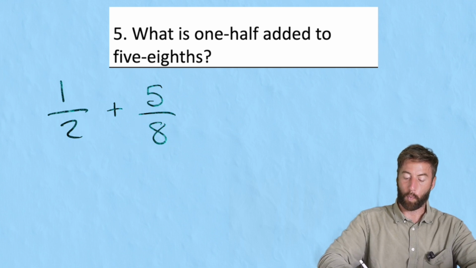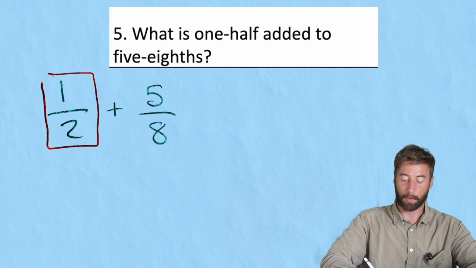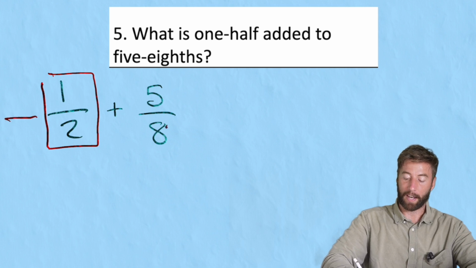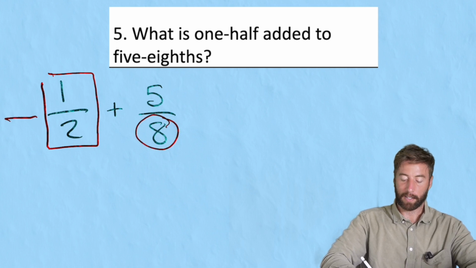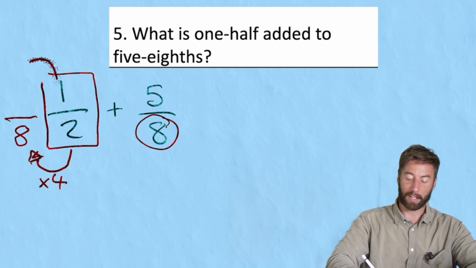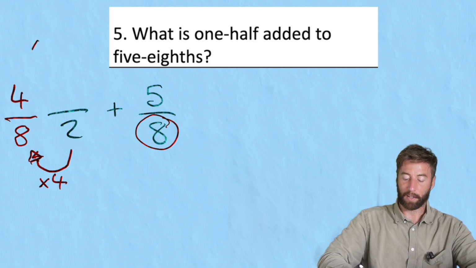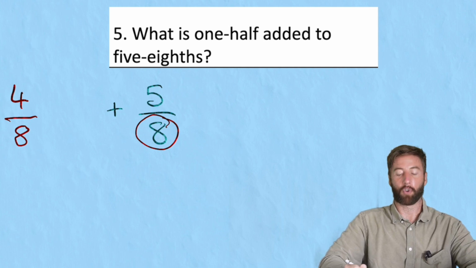So let's look at 1/2 and let's try and convert it to having a denominator, the number at the bottom, of an 8, which is what our other one has. So let's put that in place, and then let's think about how we got from 2 to 8. Well, we times it by 4. So to keep this fraction equivalent, we're going to have to times the numerator by 4 as well. So 1 times 4 is 4. So now I can get rid of 1/2 because an equivalent fraction is 4/8.